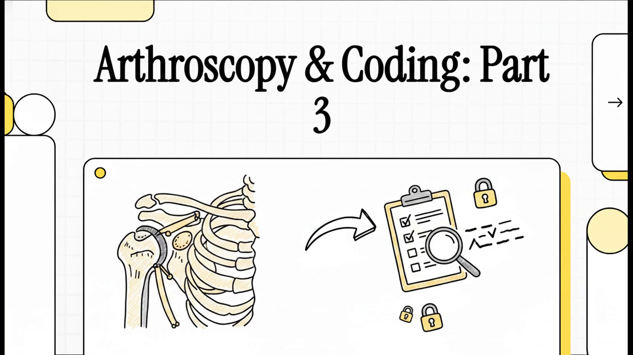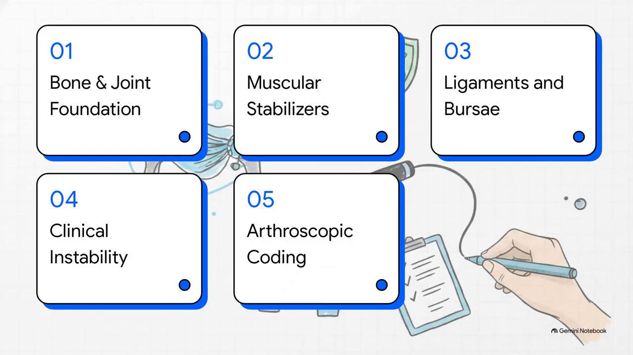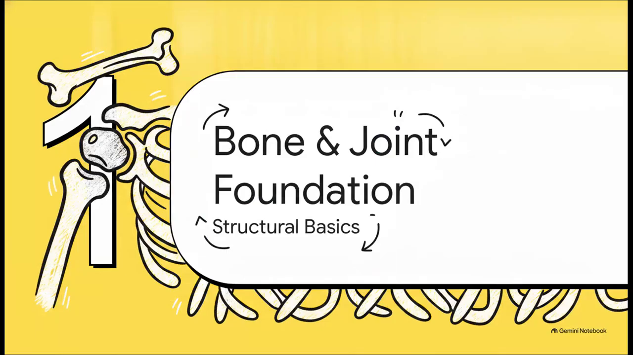If you're a medical coder or a healthcare auditor, these specific anatomical landmarks are exactly the keys you need to confidently unlock complex operative reports. Here is our quick game plan for today. We'll start with the bone and joint foundation, move into muscular stabilizers, tackle ligaments and bursae, do a quick clinical instability check, and wrap up with arthroscopic coding realities. Let's jump right in. Section 1.